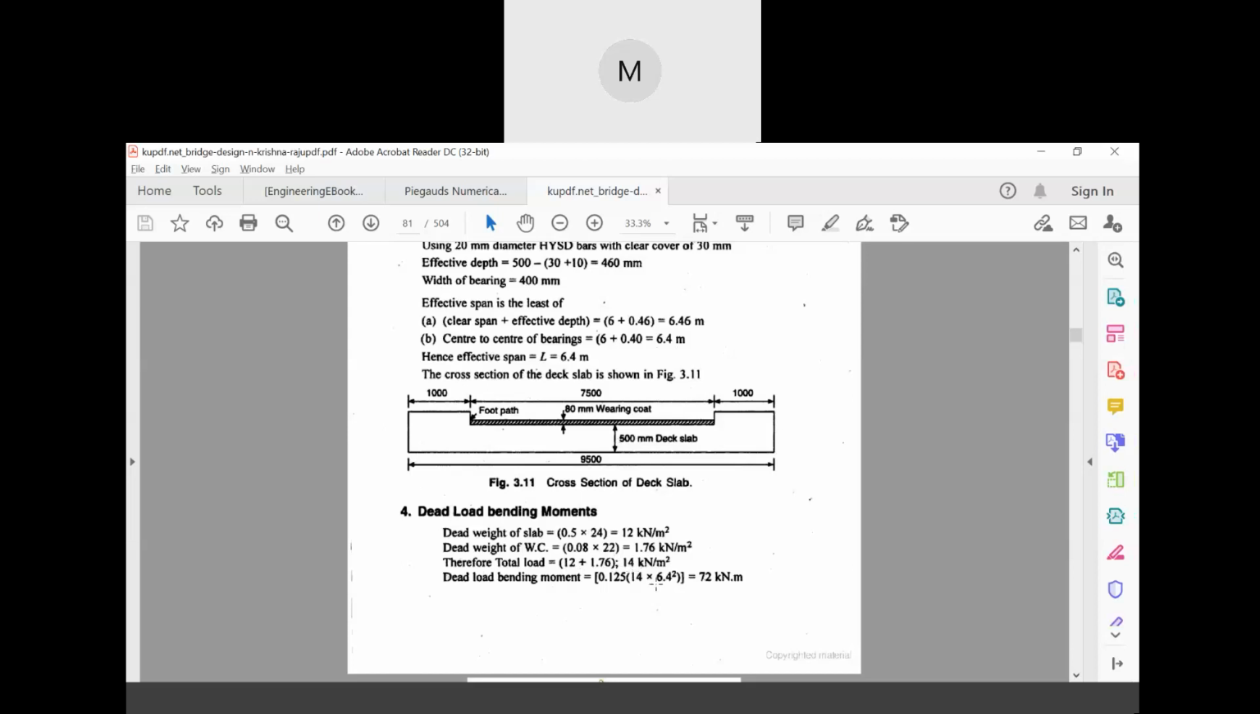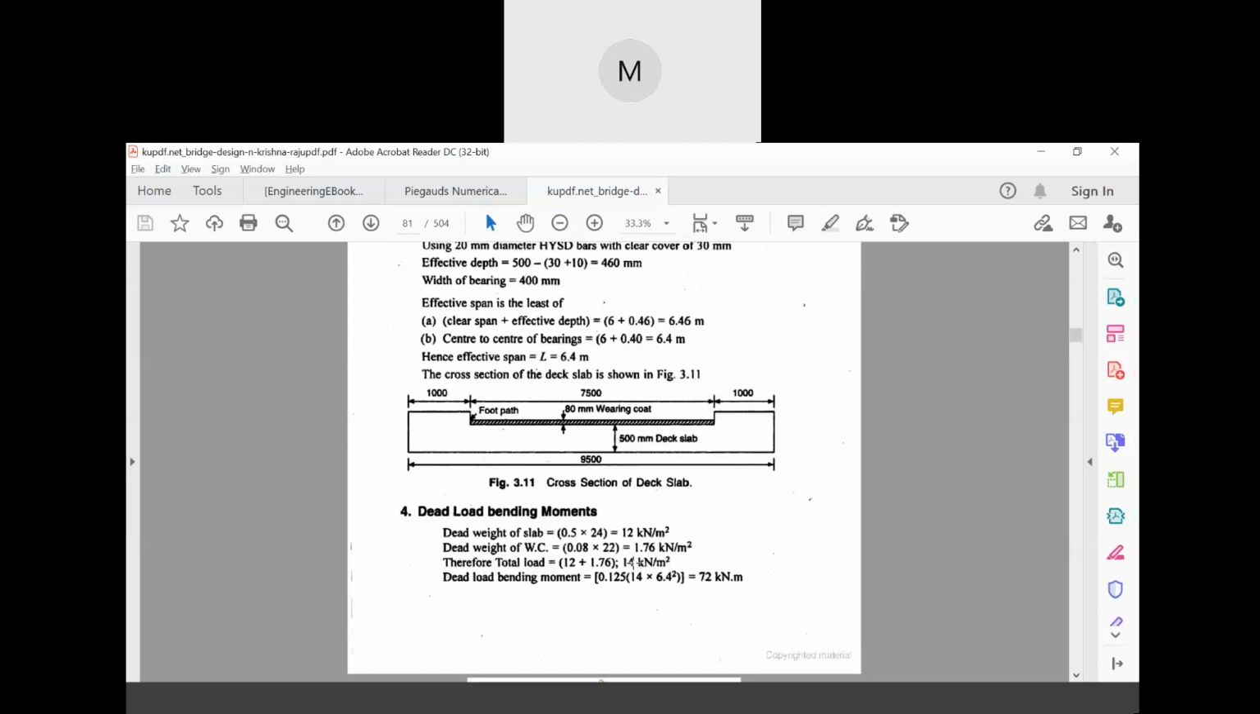Now we are getting the total load as 12 plus 1.76, that means 14 kilonewton per meter square. Now the dead load bending moment we will consider. We got the total load as 14 kilonewton per meter square.